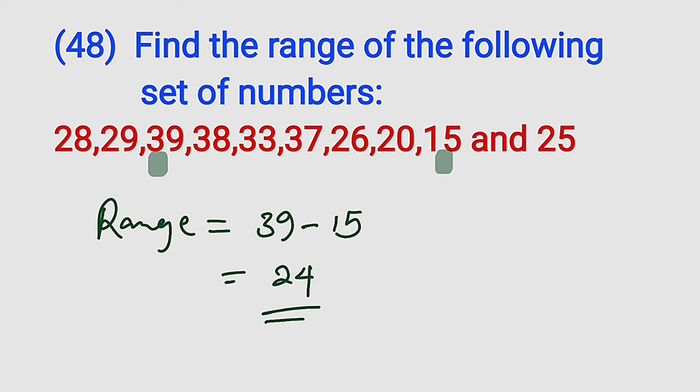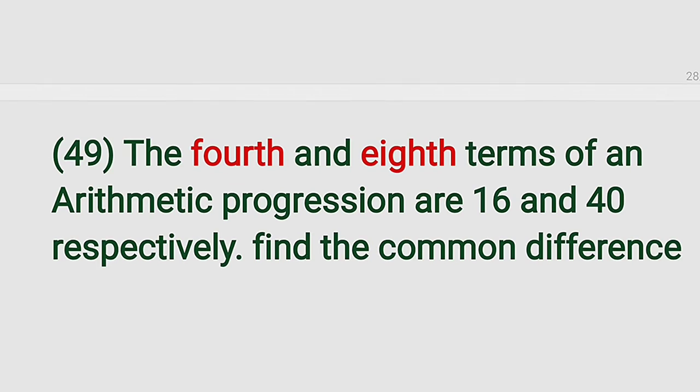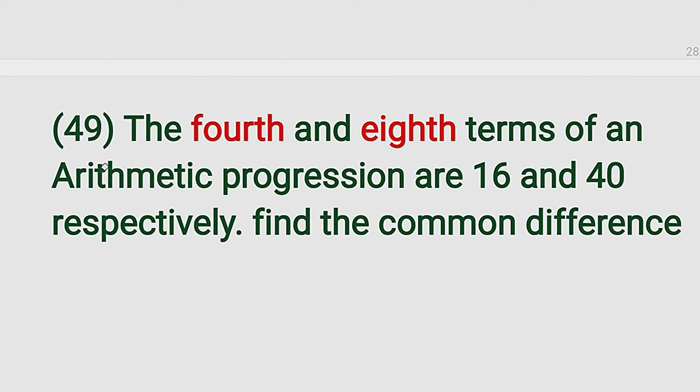Very simple. Moving on to question number 49. Question number 49 reads, the fourth and the eighth terms of an arithmetic progression are 16 and 40 respectively.